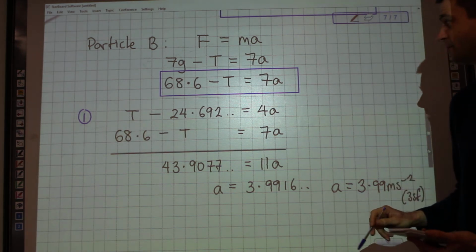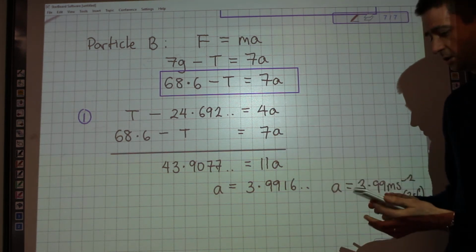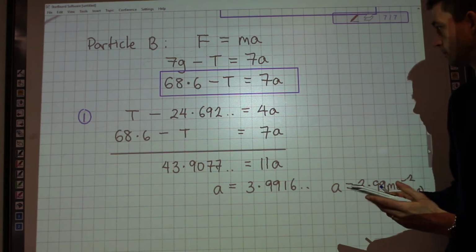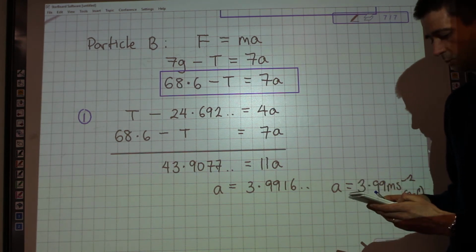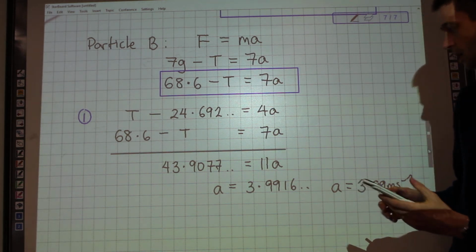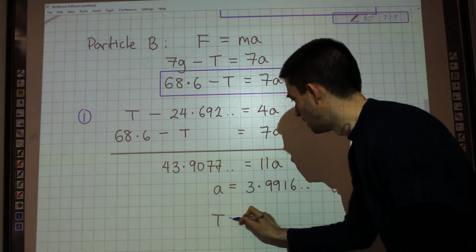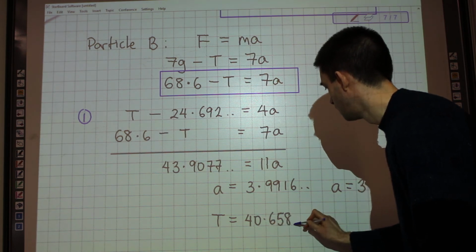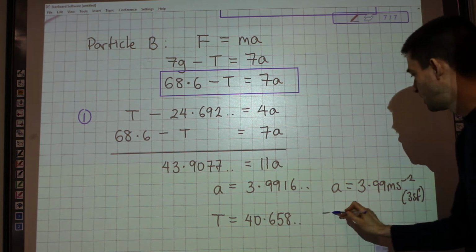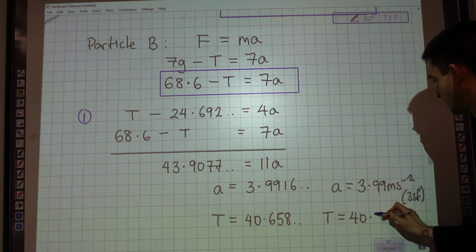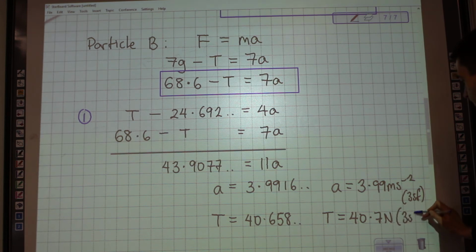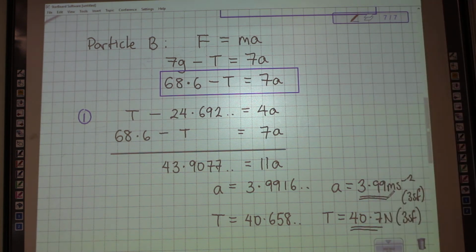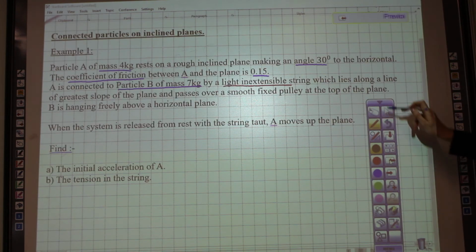And if I substitute that value into either of the equations, so if I multiply it by 7 and subtract it from 68.6, I get my T to be 40.658, so my tension is 40.7 newtons to 3 significant figures. So let's just go back, check that I've fully answered the question.